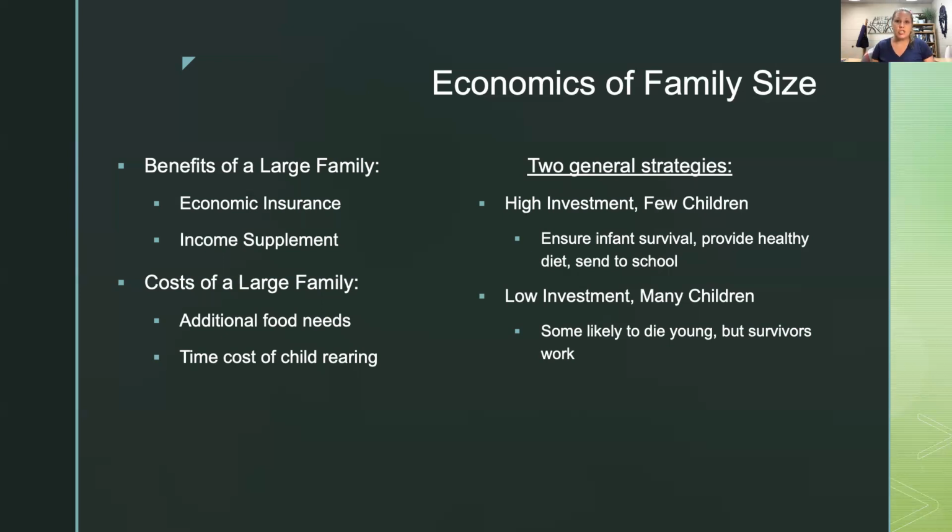The other strategy that aligns with this benefit cost analysis is to have many children, but invest fewer resources in each one. So some are likely to die very young, but the survivors will work. So this is a low investment per child, having many children strategy.